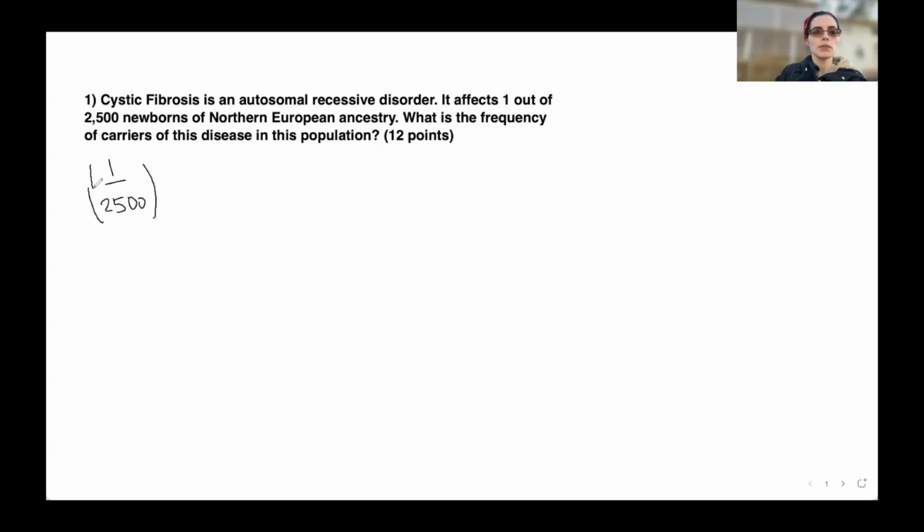What does this number stand for? Well, we know that it's the number of affected individuals, and they're affected with this recessive disorder. Two key words here are affected and recessive. For recessive disorders, the only individuals that are affected are homozygous recessive.